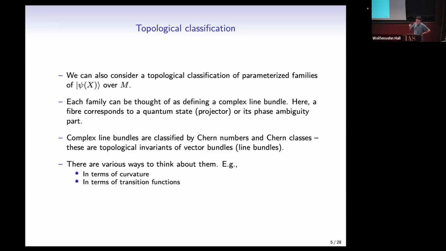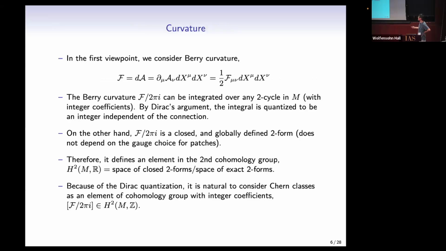So in the following, I'm going to use two different languages. Perhaps they're all equivalent, but at least they look different. So first one is just in terms of the Berry curvature. And then the other one is to use the transition functions or gauge transformations, which relate the wave function in different patches. So let me first mention the viewpoint from the Berry curvature, which is defined here. So starting from the Berry connection, we can consider its curvature, that's the Berry curvature. So that is the two-form.